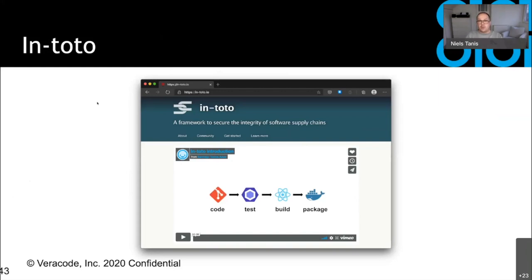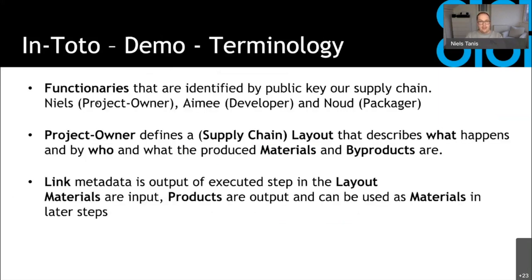But there's one tool that really has a nice approach to securing the software supply chain, and that's a tool called in-toto. I think people from New York University and New Jersey teamed up and created the in-toto tool, and that allows you to secure a software supply chain in a better way. And this is the demo part, and I'm briefly going to talk you through the terminology that I'm going to use.